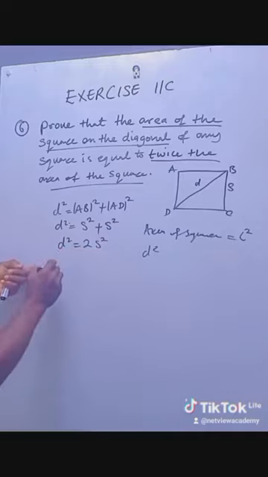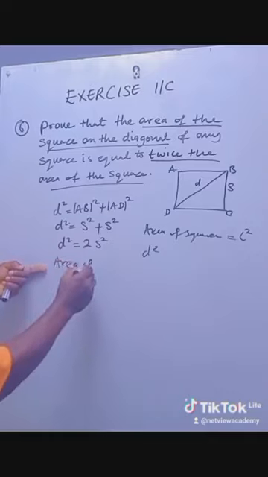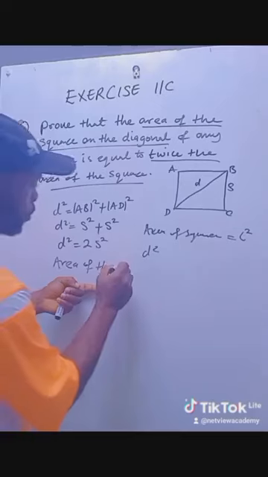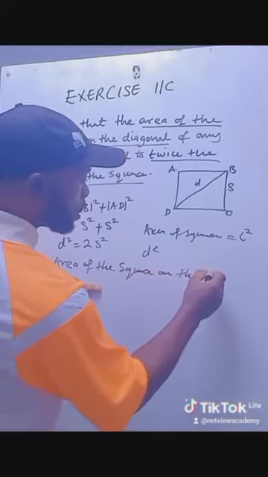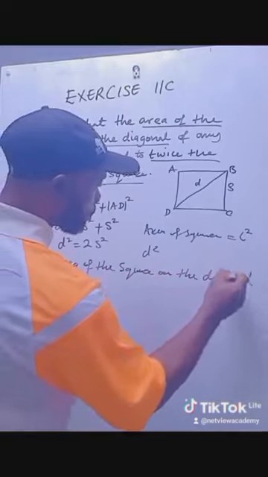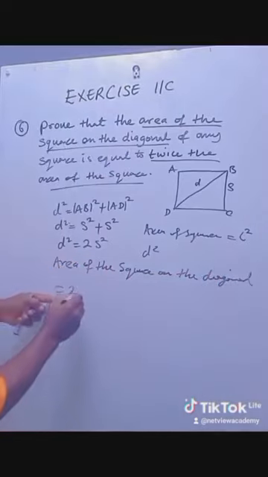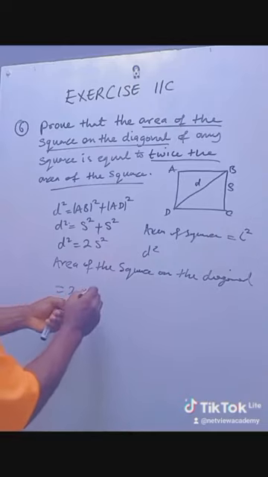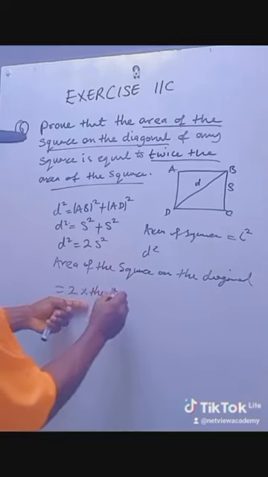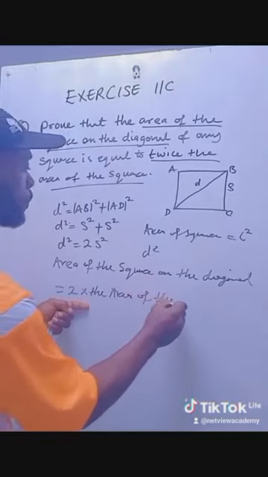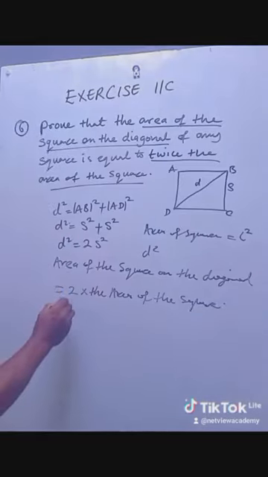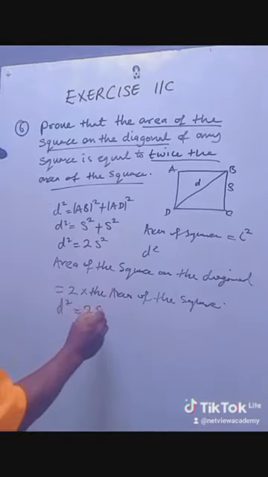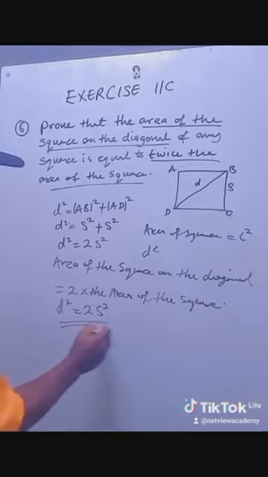Therefore, the area of the square on the diagonal is equal to 2 multiplied by the area of the square, which is equal to D squared is equal to 2X squared.